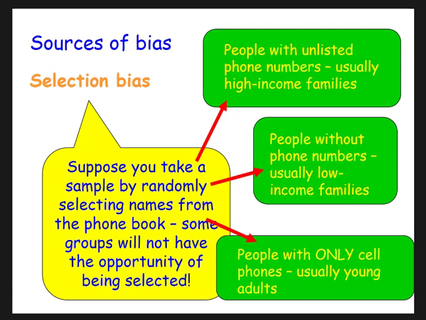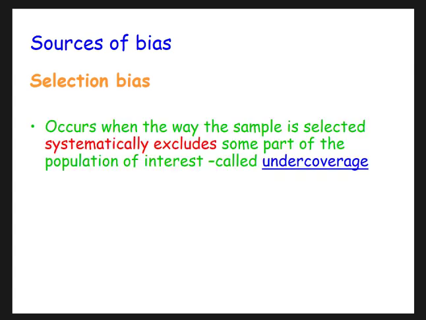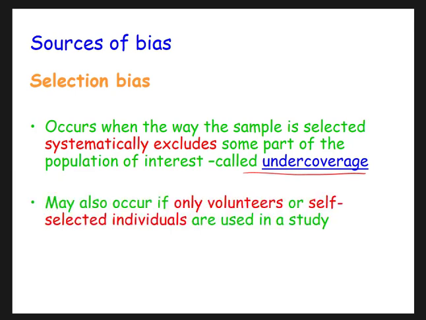And now, of course, in the modern times, people with only cell phones usually would not be listed in the phone book. So that tends to be younger adults that only have cell phones and don't have a landline anymore. So you'd be excluding that group from possibly being in your sample. So like I said, this occurs when the method of sampling systematically excludes a certain portion of the population of interest. We call that undercoverage. That portion is undercovered in our sample.